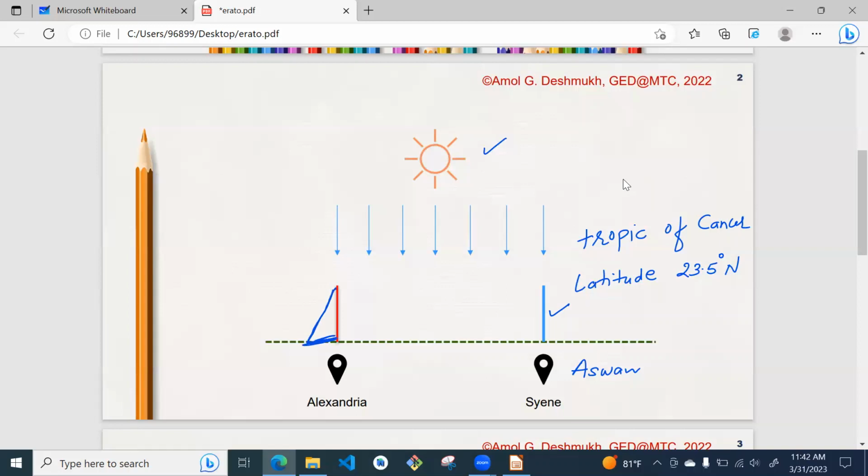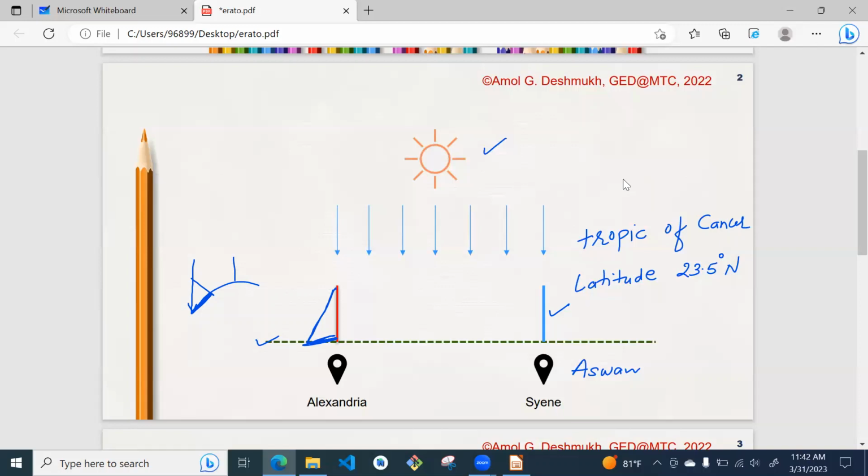So he understood that the earth is not flat, but in fact it is curved, because it is like this. The tower was here and the sun rays were falling like this, so it was casting a shadow over here. So he completed his first objective by observing that the earth is a curved object.